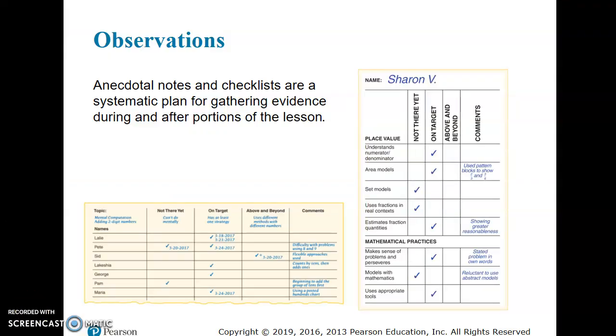A checklist helps focus our attention, where several specific processes, mathematical practices, or content objectives can be devised. With the checklist, if you notice on both examples, there are areas for comments, but you're also just able to check, yep, I see it, or I don't see it, they're on target, above and beyond, below. You can also make shorthand gestures, symbols like plus or minus, for what they're struggling on.